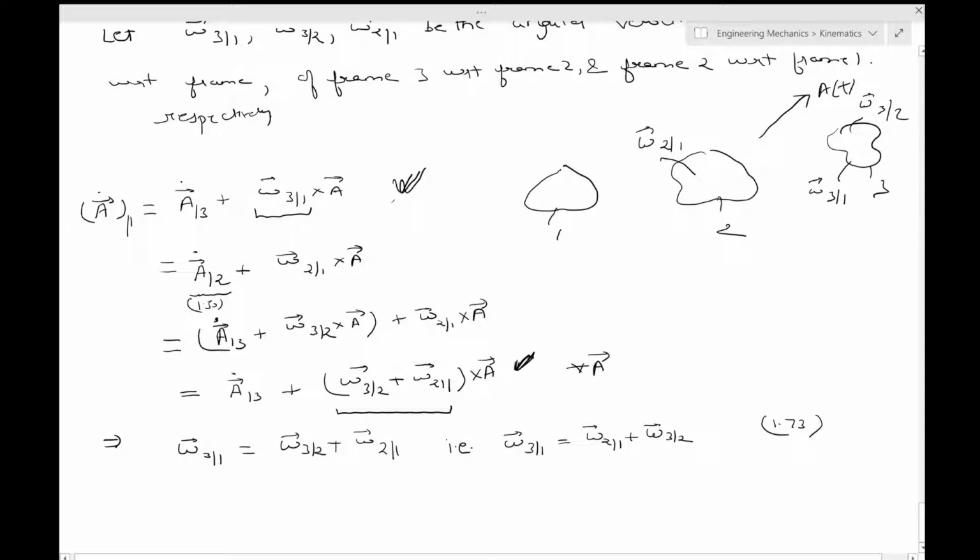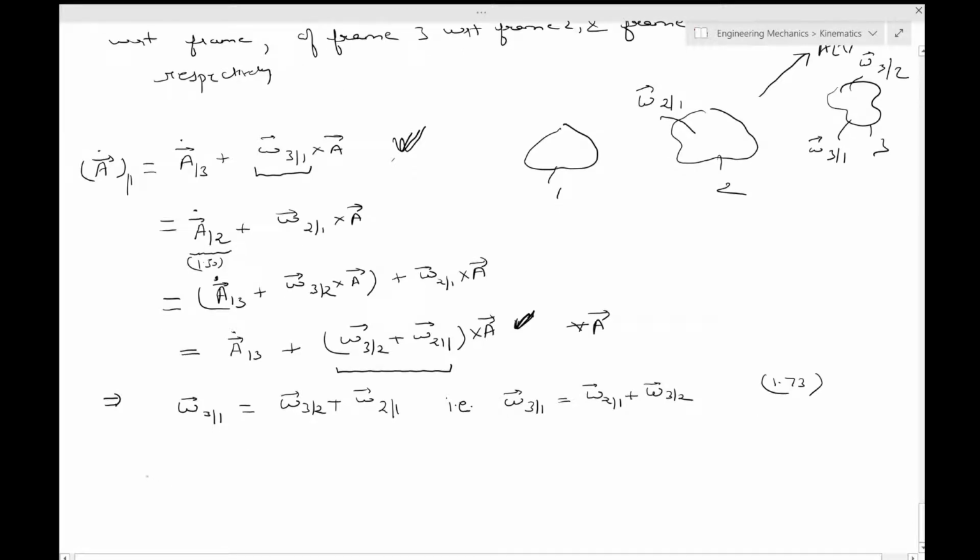Now we want to do a similar thing for the angular acceleration. So let me start off with that. Omega 3 by 1, the entire thing dotted in the one frame, will be omega 2 by 1, this entire thing dotted in the one frame. We are just differentiating this equation, plus omega 3 by 2, this entire thing dotted with time in the first frame. So this has come by differentiating this with respect to time in the first frame.